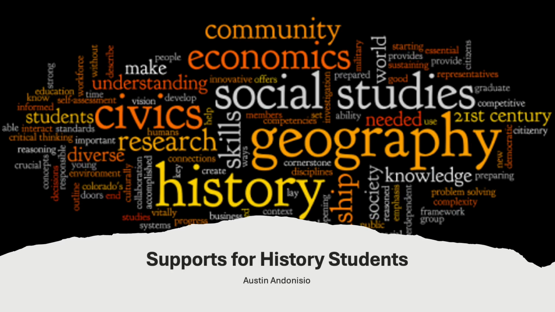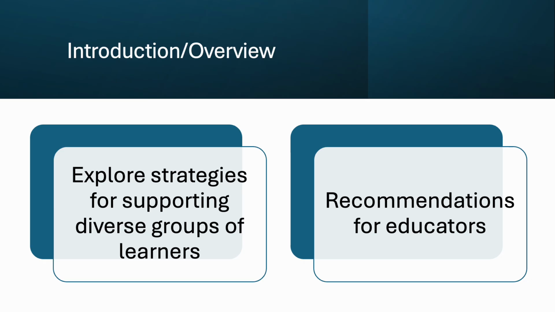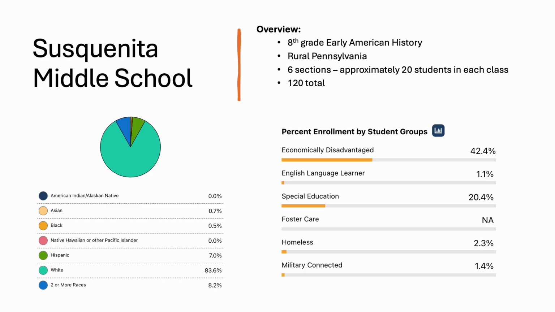This presentation is going to look at additional supports to provide history students in the secondary learning environment, looking at the four main strategies of supporting these students with diverse learning needs and backgrounds, and then pairing those recommendations to professionals in the field that have been proven to be successful at implementing various strategies.